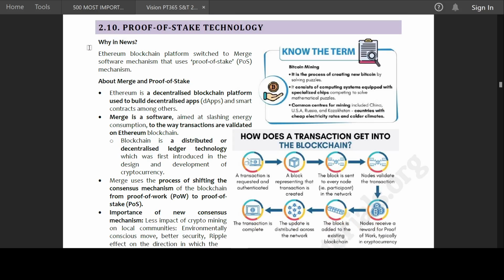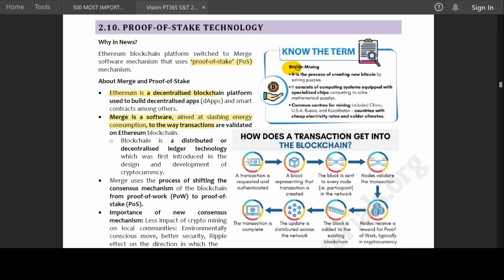The Ethereum blockchain platform switched to the Merge software mechanism that uses proof of stake. Ethereum is a decentralized blockchain platform used to build decentralized apps, DApps, and smart contracts, among others. The Merge is software aimed at slashing energy consumption by changing the way transactions are validated on the Ethereum blockchain.